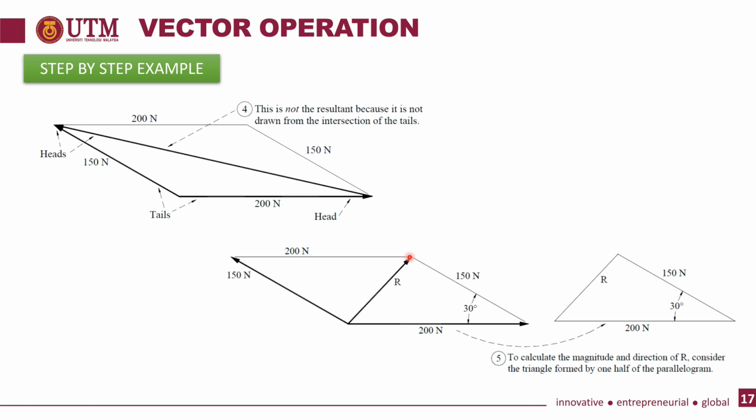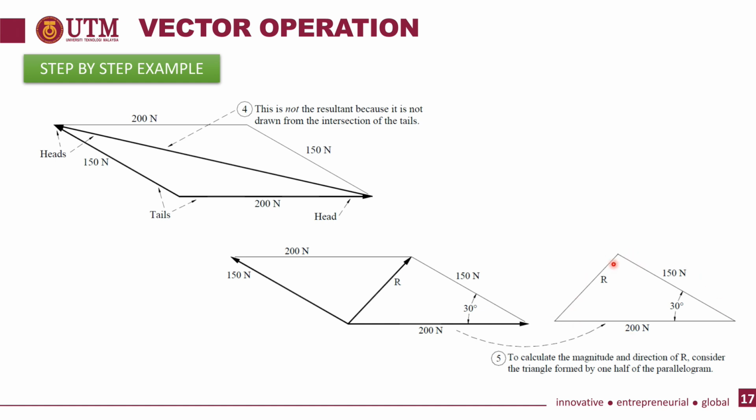All right, so from this parallelogram law, as you can see, you can convert it into a triangle by using this parallel line here that you have drawn. This is 150 Newton, this is 200 Newton, and this is the resultant force, R. And you have the angle here, 30 degrees, that has been given. From this parallelogram, you can convert it into a rectangle, I'm sorry, into a triangle.